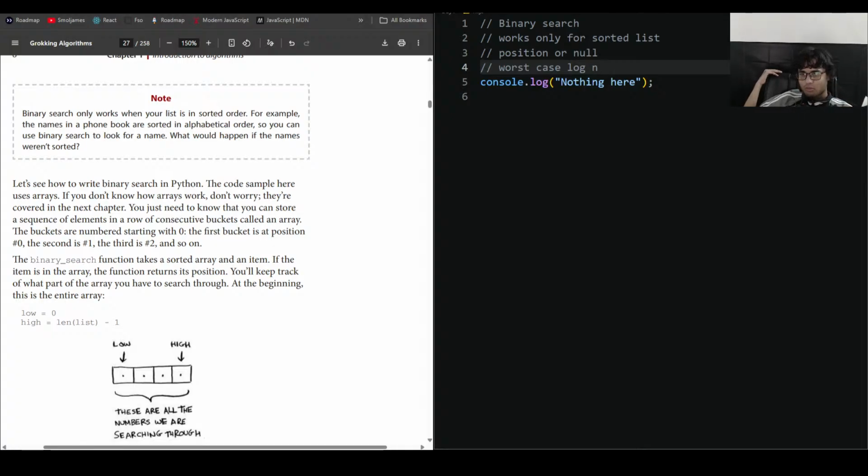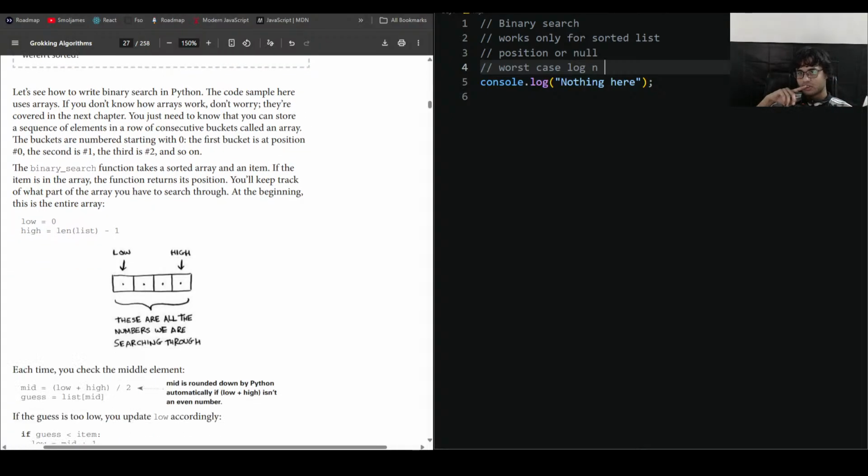You'll keep track of what part of the array you have to search through. At the beginning, this is the entire array. Low is 0, high is the length of the list minus 1. Like that.